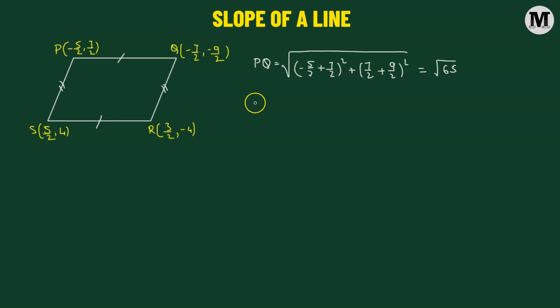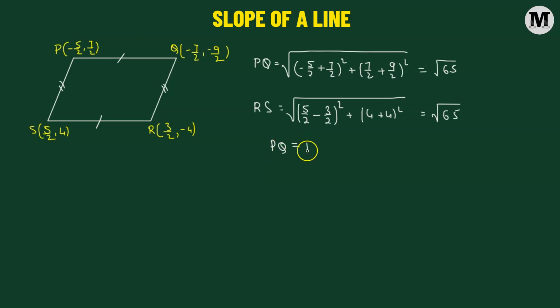Okay, so let's also find the length of the side RS. We'll take the square root; underneath it, we take 5/2, the x coordinate of S, and from it subtract the x coordinate of R, which is 3/2. We square it and then add it to 4 minus -4, so we have 4 plus 4, whole square, and this also gives us the square root of 65. So here we have obtained that side PQ equals side RS. So they are of equal length.